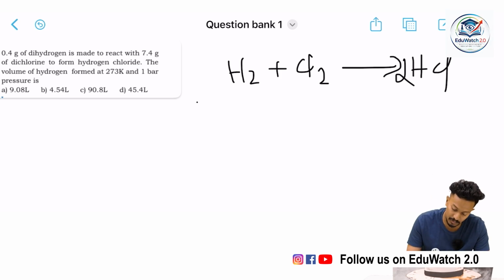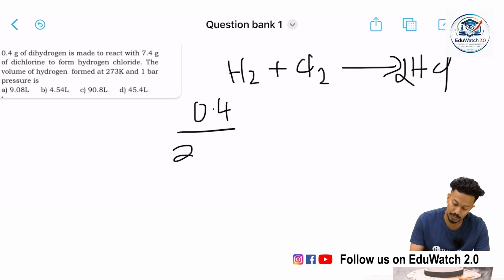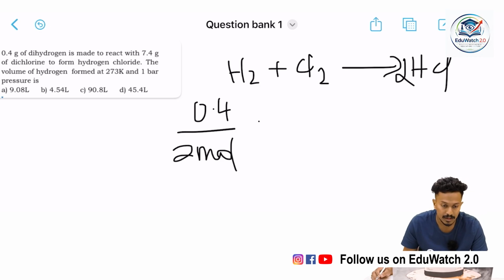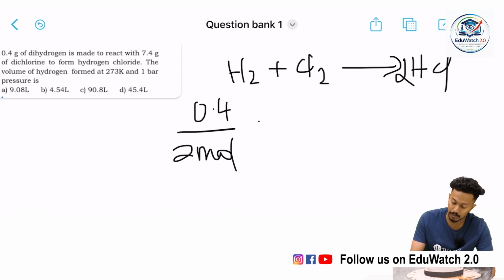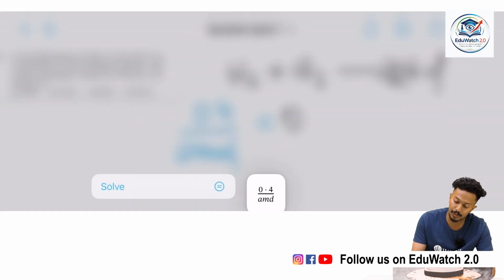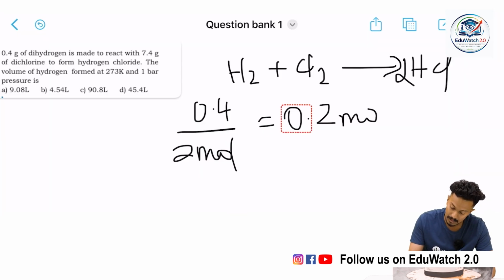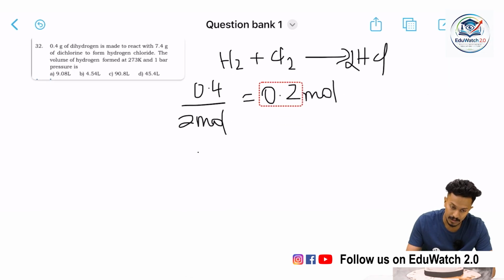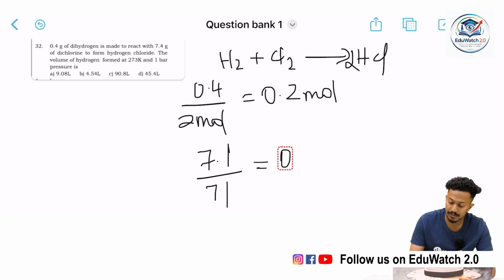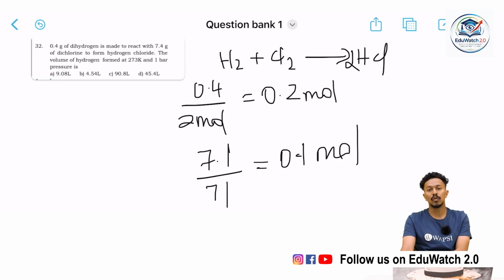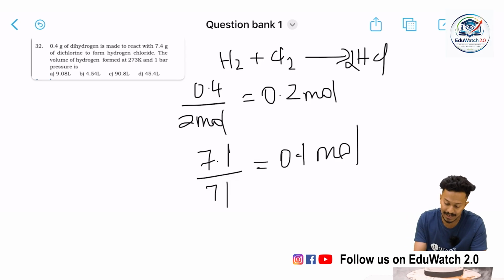Here the given mass of hydrogen is 0.4 gram with molar mass 2. Am I right? Yes, 2, which gives 0.2 mole. And chlorine, given mass 7.1 by molecular mass 71, which is 0.1 mole of chlorine. We have 0.2 mole of dihydrogen and 0.1 mole of dichlorine made to react here.